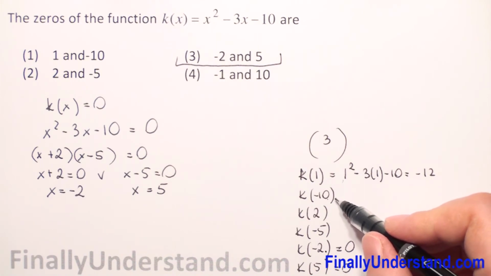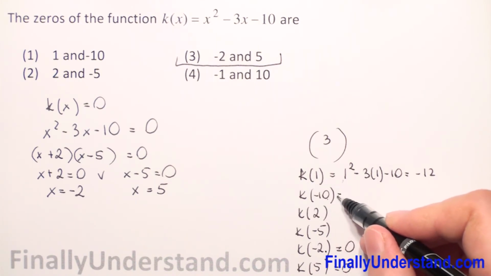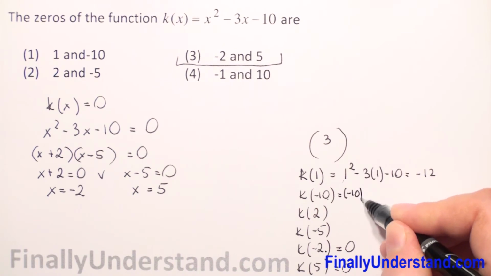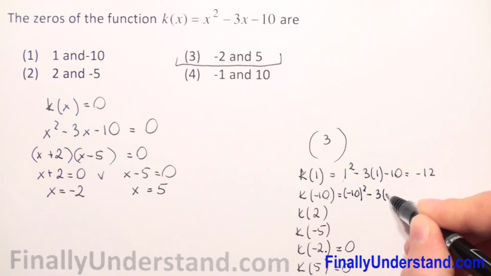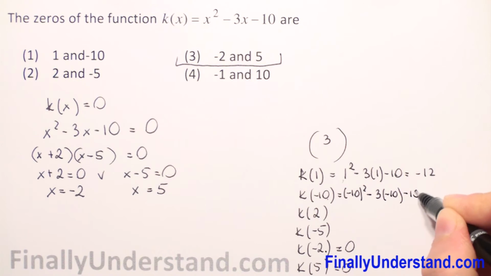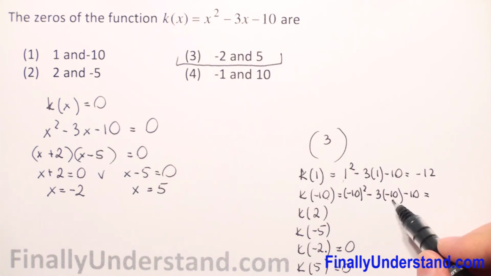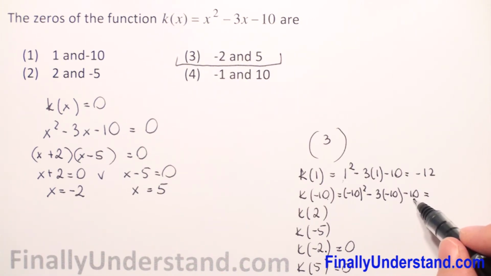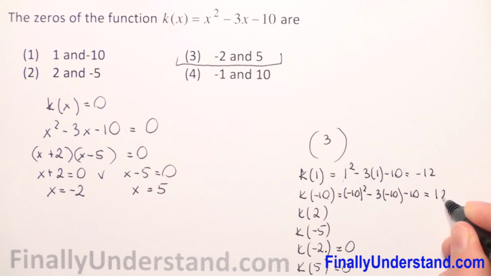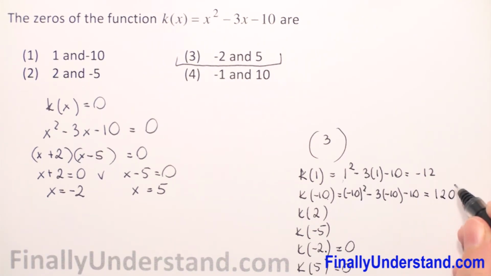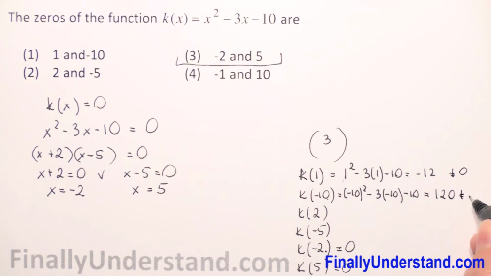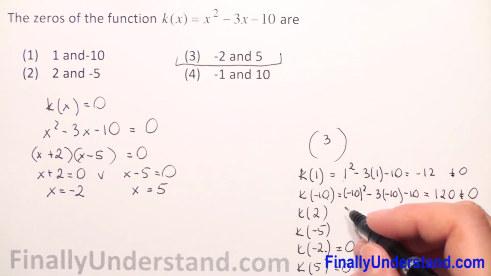The same will be for k of negative 10. What will it be? Negative 10 to the second power minus 3 times negative 10 minus 10. So this is equal to, negative 10 to the second power will be 100. And we have negative 3 times negative 10, so it will be positive 30. So it will be 130 minus 10, so it will be 120. It's different than 0, so this is not our solution.